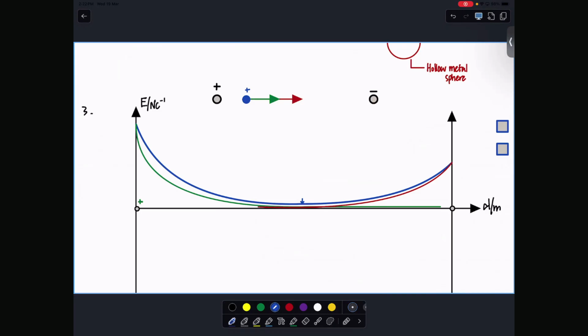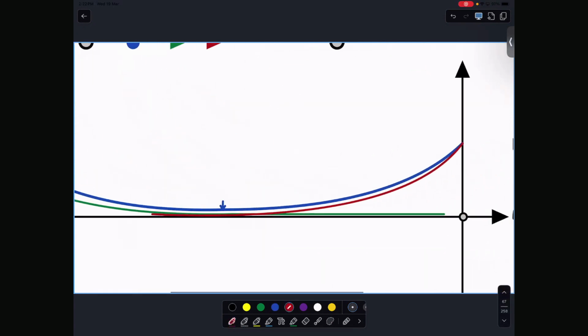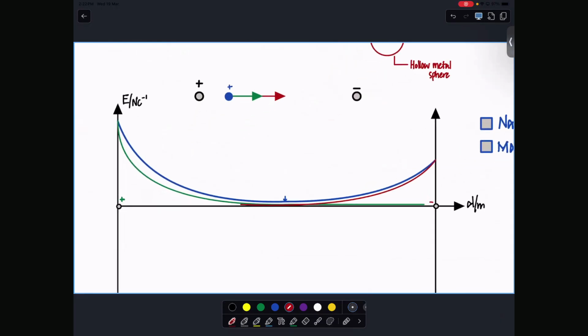But there's another issue here. Can you tell me which of my charges is plus and which is minus? I put the left one as plus and the right one as minus. Should it be this way or the other way? Yeah, we can't tell actually, because the graph here doesn't tell you the nature of the charge. It rather tells you the magnitude, and I'll tell you why.